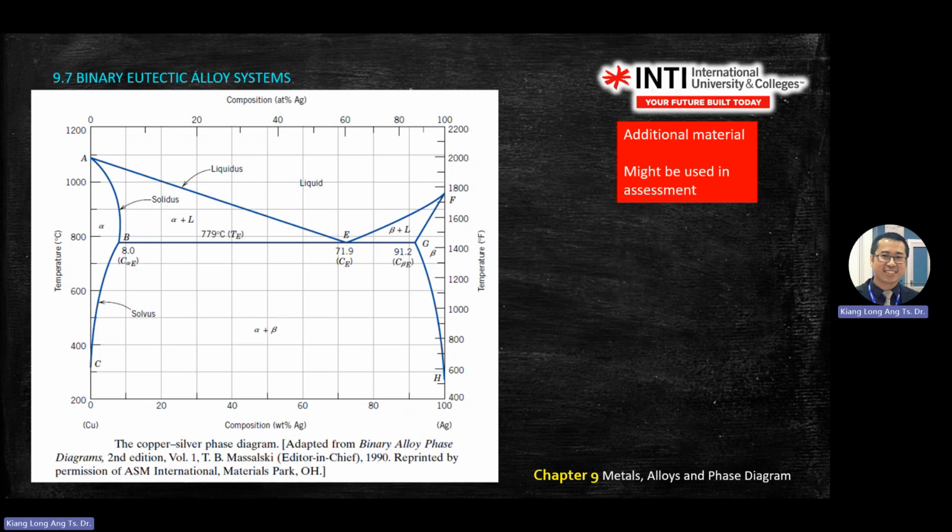The top one is atomic percentage. The bottom one is weight percentage. So let's say I give you X percentage. Where does the first pro-eutectic or primary alpha start to form? What is the temperature? Where does the first pro-eutectic happen? Where?